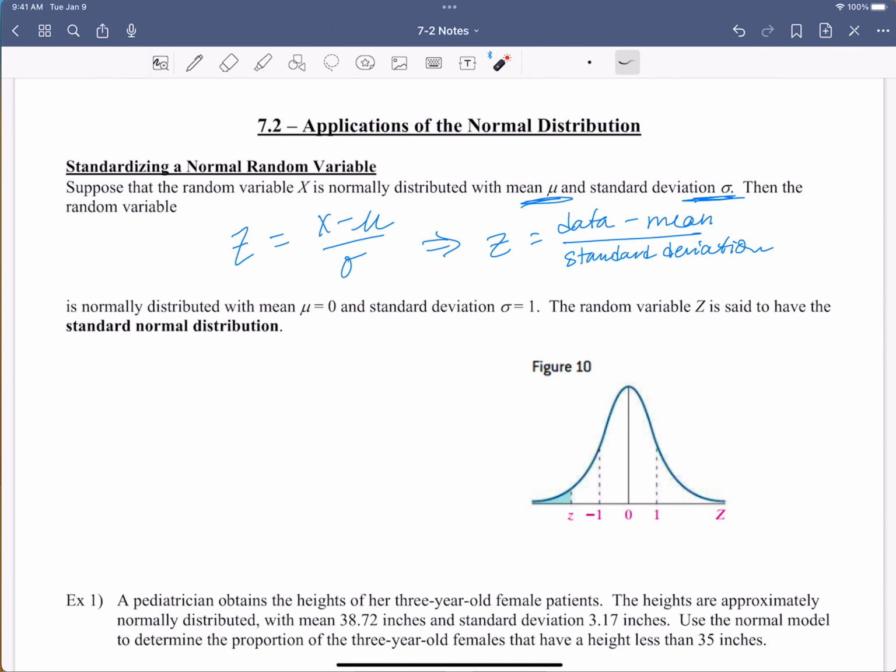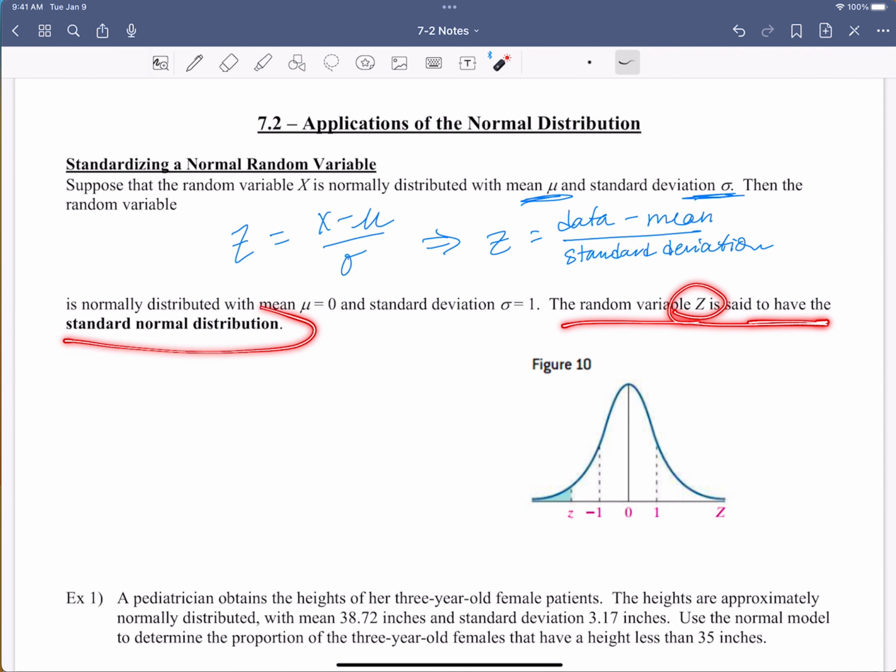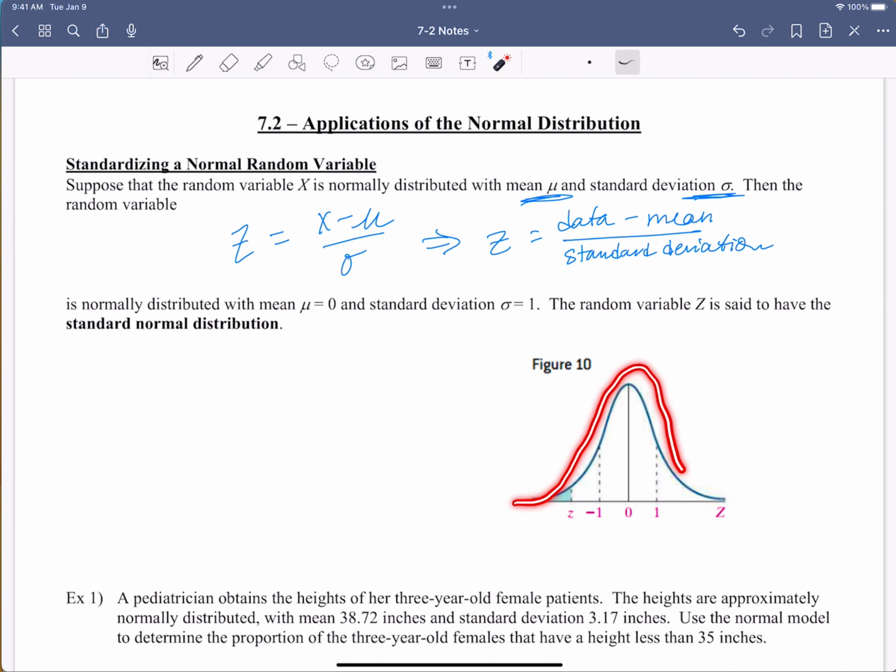All right. This is normally distributed with a mean of 0, so starting down the middle, and a standard deviation of 1. So positive 1 to the right, negative 1 to the left. The random variable z is said to have the standard normal distribution. So when I'm talking about z-scores, it is based on the standard normal distribution, that bell curve.